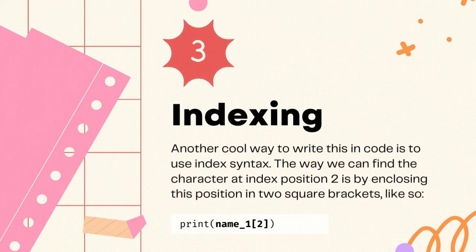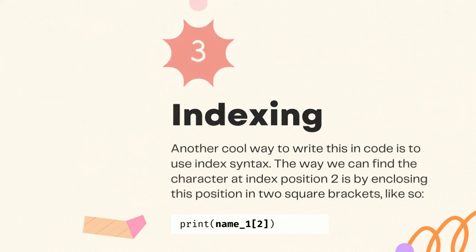Now, another cool way to write this in code is to use index syntax. The way that we can find the character at index position 2 is by enclosing this position in 2 square brackets, like so. Like many Python statements, we can look at this above statement as a few layers. First, we're asking Python to find the value stored in the name1 variable, which is Lupita. Next, we're telling it to identify the character at index position 2. And finally, we are asking Python to print this value using our print function that Python has made for us.